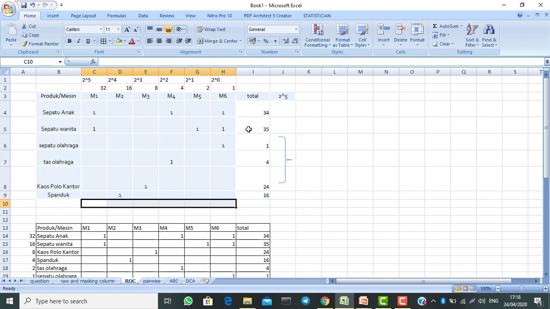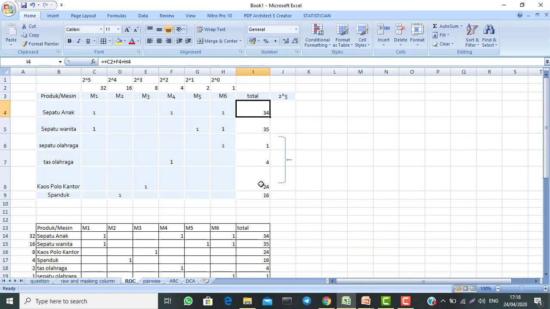Just make some sorting, starting by the highest score. So the highest score should be 35, 34, 24, 4, and 1. Okay. Now let's change the position of every product according to the total score of the binary equivalent.